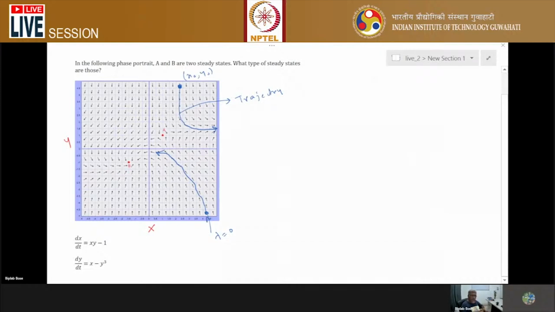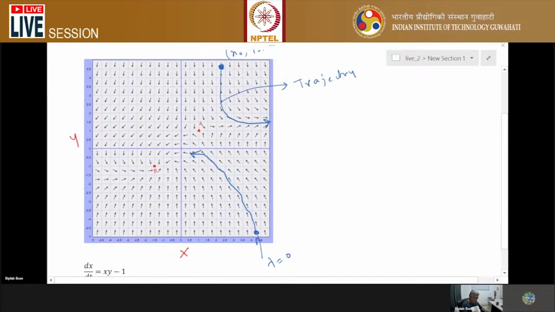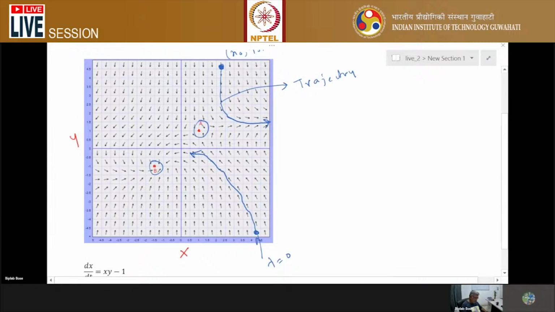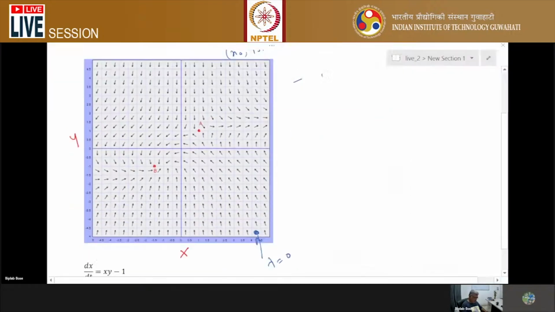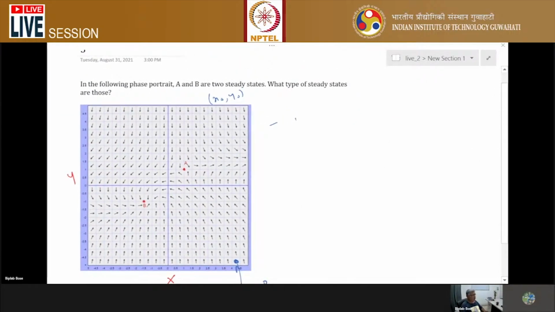This system has two steady states. Let me zoom in. This A is one steady state and this B is another steady state. You have to tell what type of steady state these two are. So that is the question. If you have seen the videos about different phase portraits, can somebody answer?